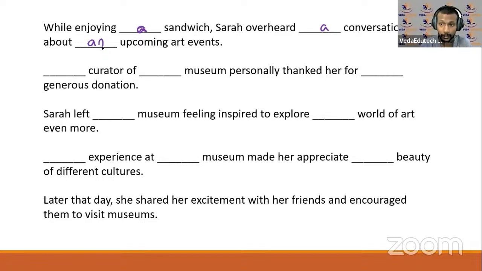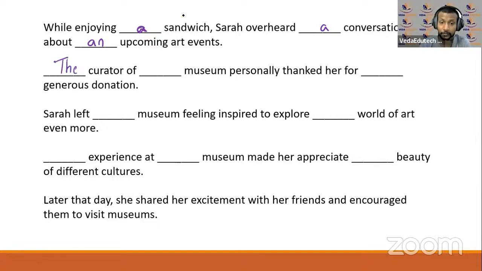Next, a curator is a person who takes care of the museum, right? You have curators for different places. Even for cricket grounds there are curators who take care of the ground and prepare the pitch. All those people who take care of the spaces are known as curators, right? Now the next one will be definite. There is only one curator for a museum.